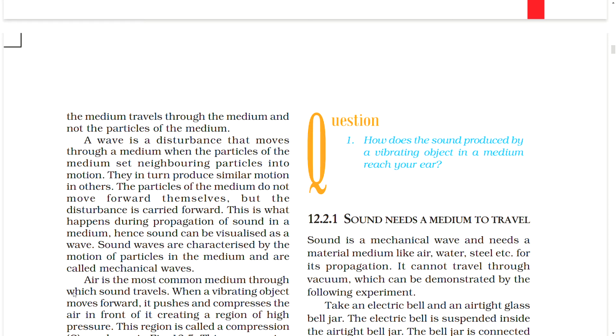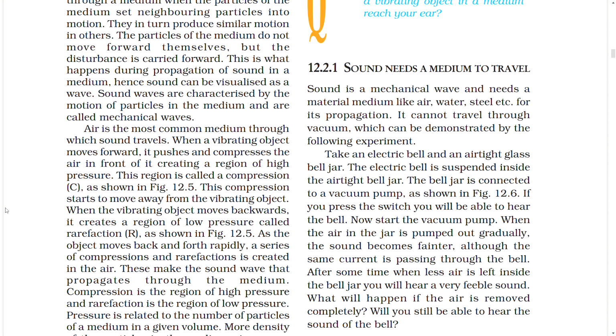This is what happens during propagation of sound in a medium, and sound can be visualized as a wave. Sound waves are characterized by the motion of particles in the medium and are called mechanical waves. Air is the most common medium through which sound travels.